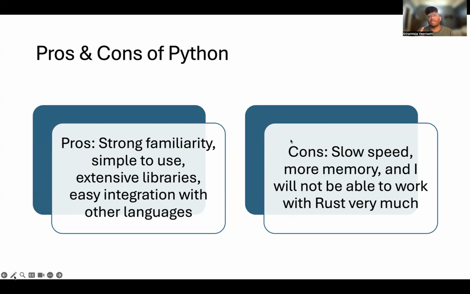Some of the cons is that it has slow speed. It takes up more memory because of the way that the data structures are organized. And also, I won't be able to work with Rust as much. And to address that last point, I think what I'm going to do is also every once in a while create Rust code that mimics my Python code, just so I can get some practice with that. So it's also like I'm learning something new.